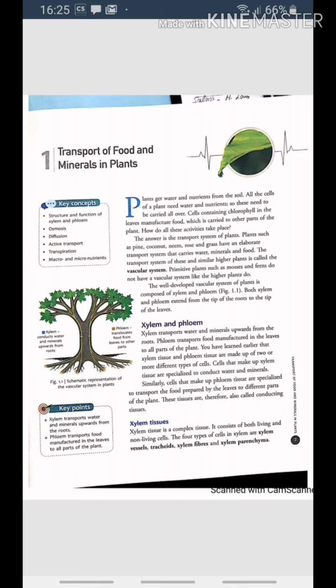Now children, see how minerals are important for plants. So they are important for growth and development. For the formation of the plant body, several minerals are constituents of the protoplasm and the cell wall of a plant. Minerals are important for the maintenance of cell shape.